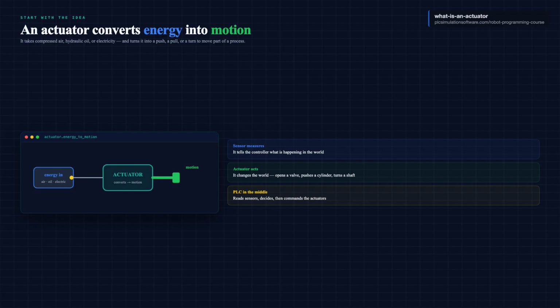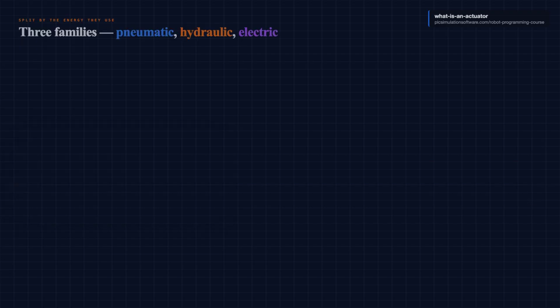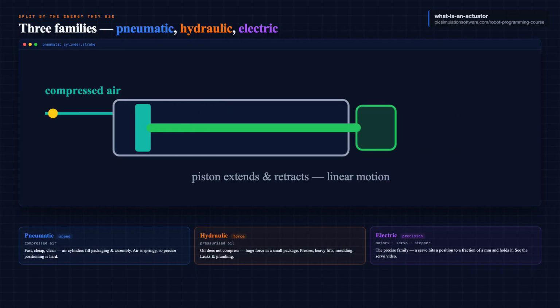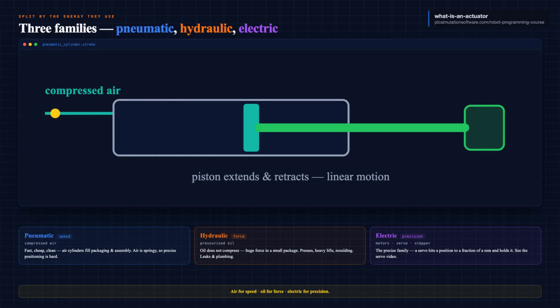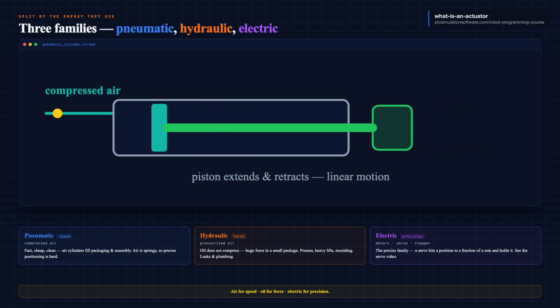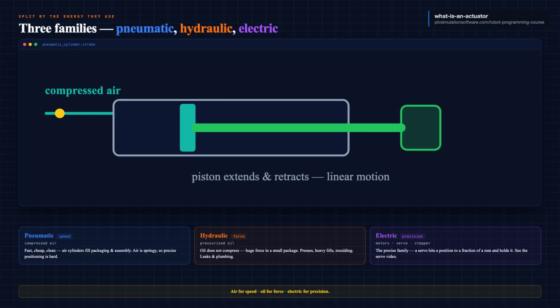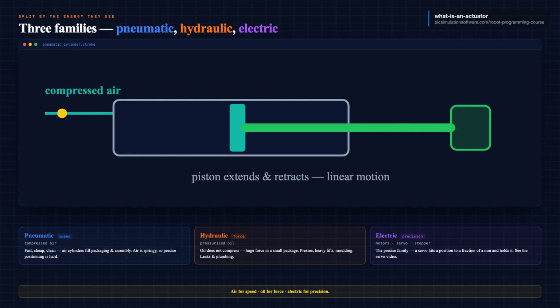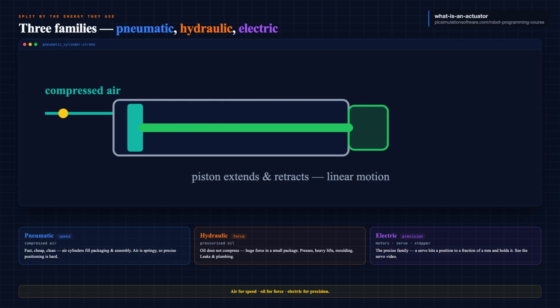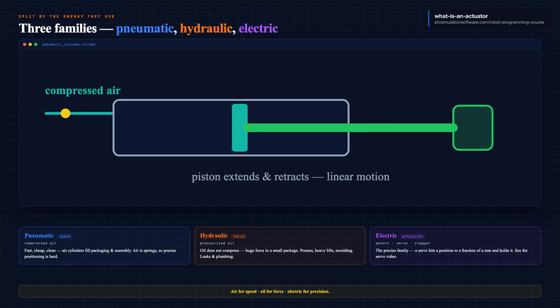Actuators come in three big families, split by the energy they use. First, pneumatic. These run on compressed air. They're fast, cheap, simple, and clean, which is why air cylinders are everywhere in packaging and assembly. The trade-off is that air is springy, so precise positioning is hard.